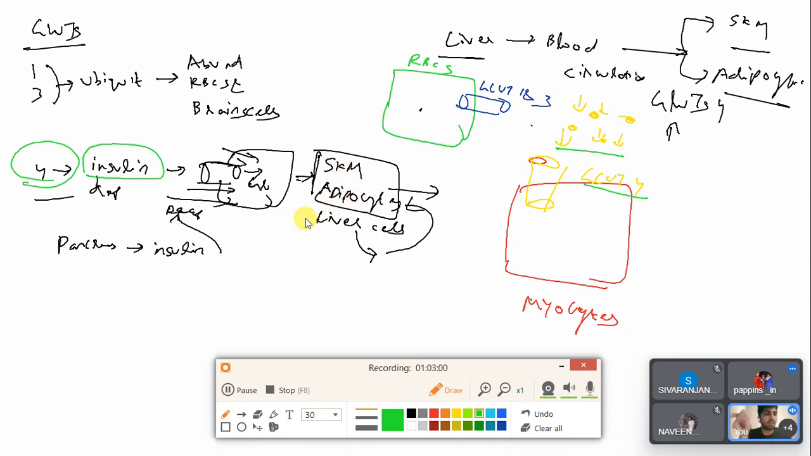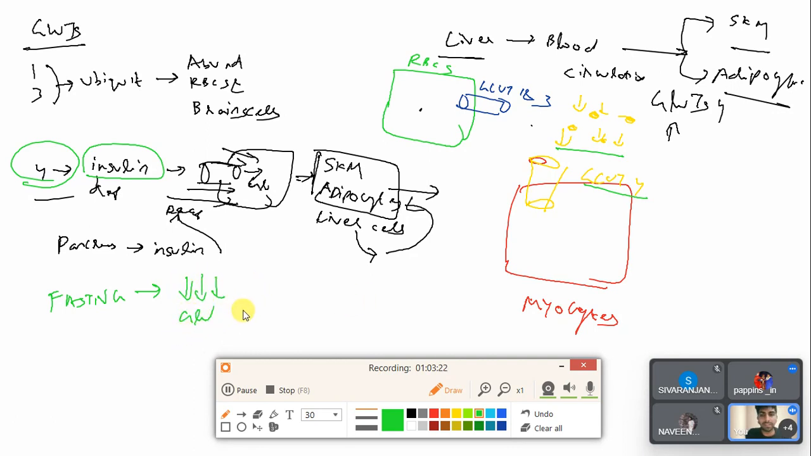I'll tell you about this pathway afterwards, how it is activated, so that you get a clear idea of what is happening inside the cell. First, GLUT4 is activated by insulin. One more thing I mentioned is the fasting state. And what does the fasting state mean? Low glucose.